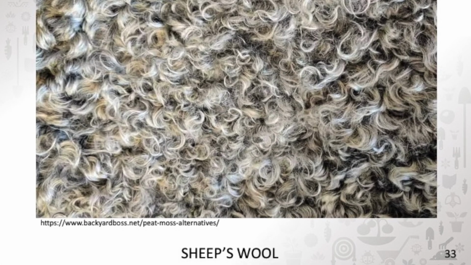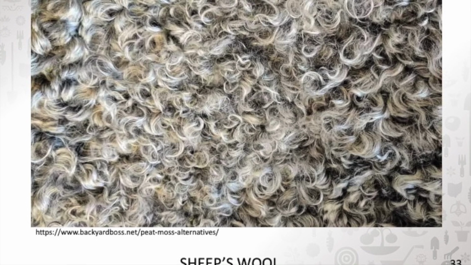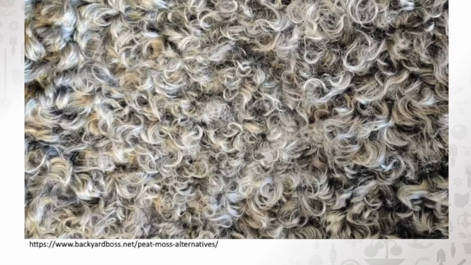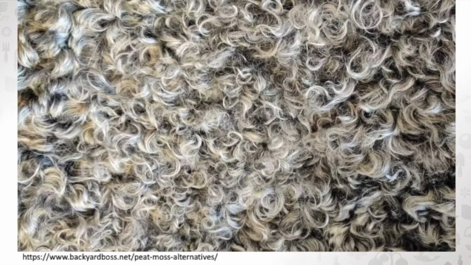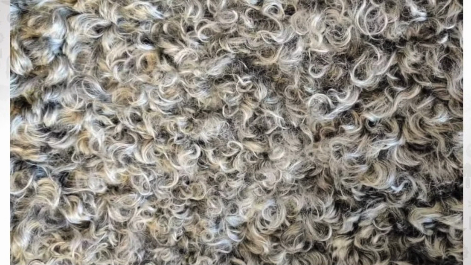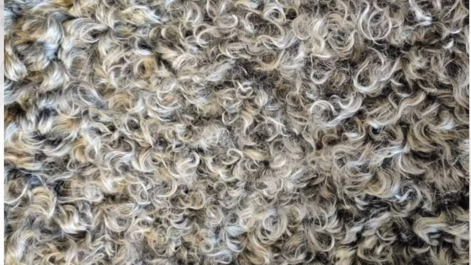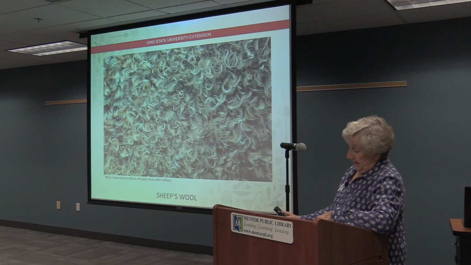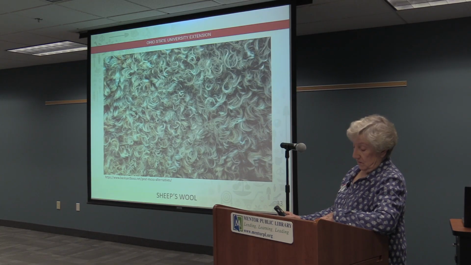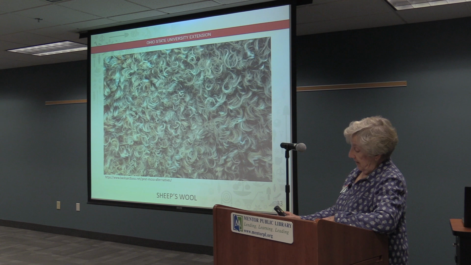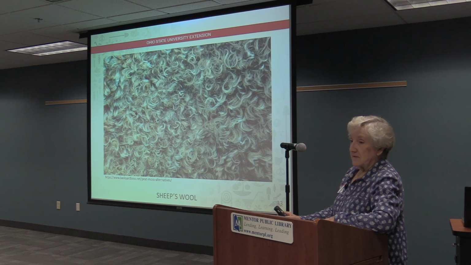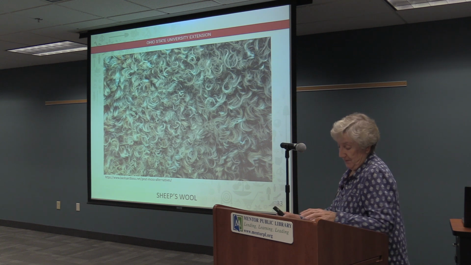And I think I may have an alternative here that might surprise you. Apparently, the use of sheep's wool predates the use of peat as an amendment to improve soil structure and retain water. It also serves to help regulate soil temperature. So you can imagine, it does the same thing for the soil that it does for us. That's why we wear wool.